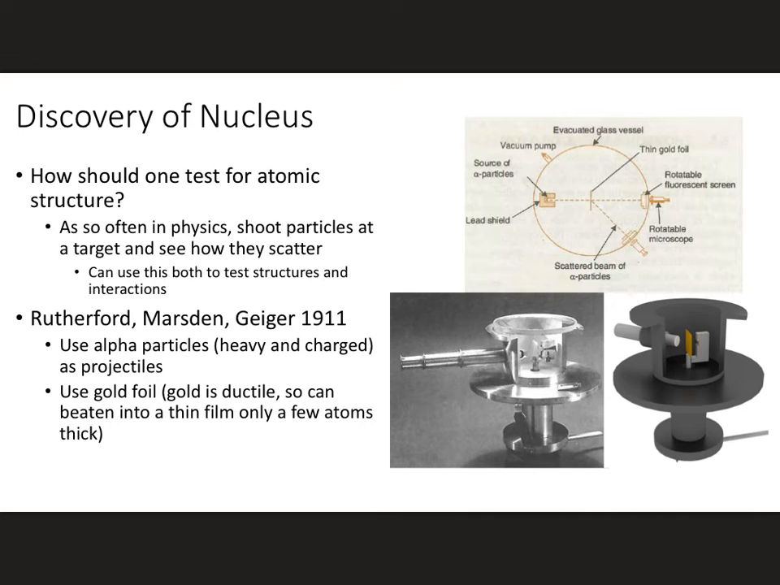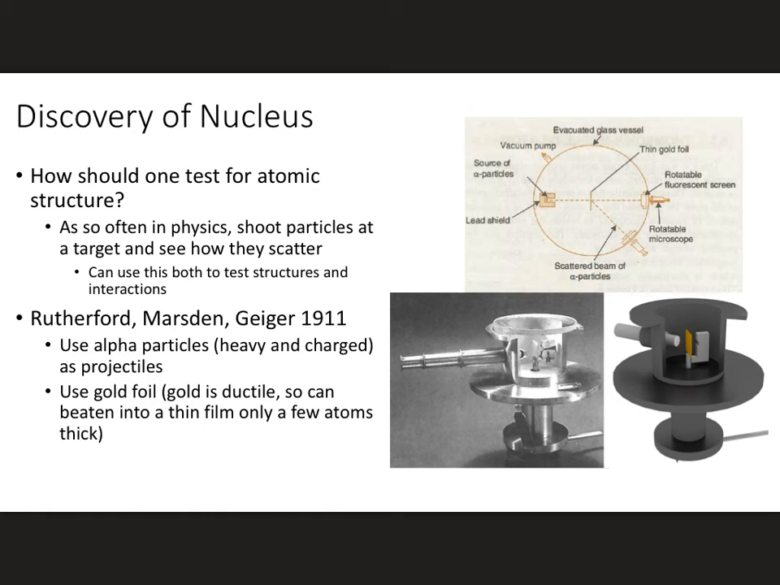And so they used alpha particles from radioactivity, which are pretty heavy and charged, as the projectiles. They made a beam. They put an alpha emitter inside a lead case, left a little hole so the alpha particles would come out as projectiles, and they directed that beam on a piece of gold foil. Gold is ductile, so you can beat it very thin, and so it's only a few atoms thick, so that you're testing the atom. And so the apparatus schematically looks like this.